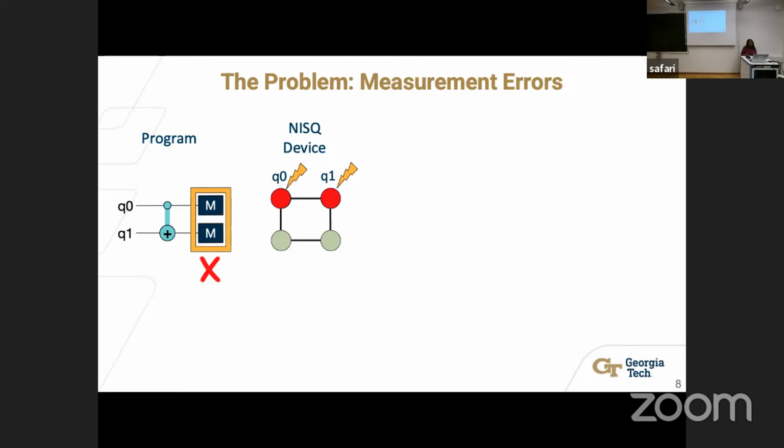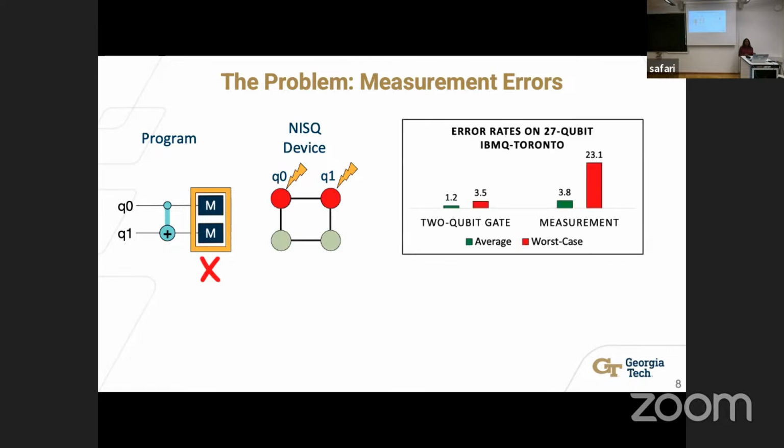And this becomes a problem because if you look at some of the error rates on most of these existing devices, as you can see here, I think this is a 27 qubit device from IBM. This is a really good machine. It has very low error rates compared to others. And as you can see here, the measurement error rates are almost more than 3 times the average 2-qubit gate error rates. And 2-qubit gates are very error prone as well. And if you look in the worst case, you have a very high error rate over there.